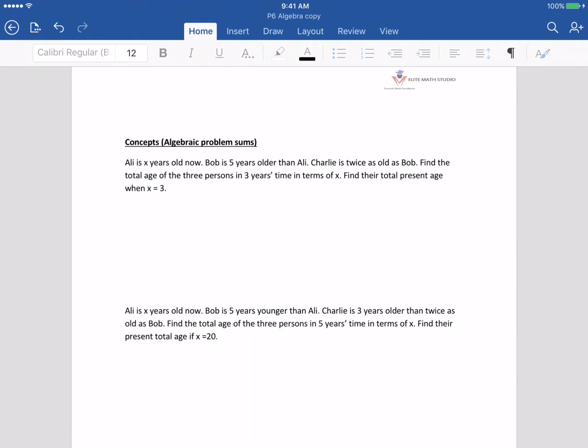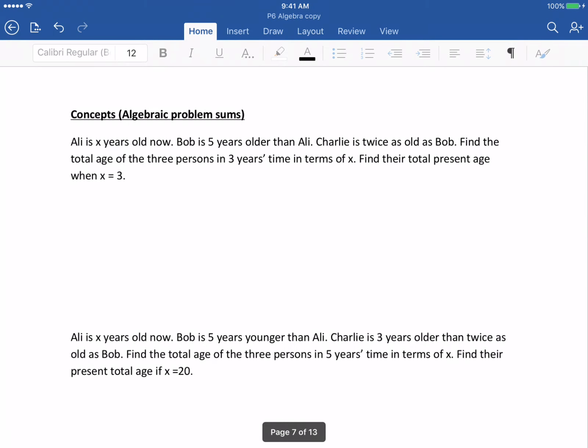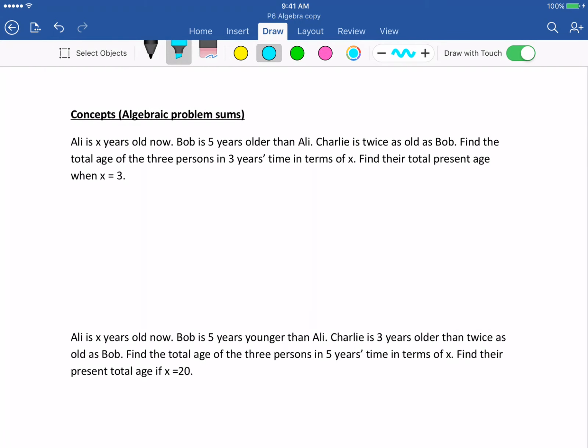Next one, we'll do a bit of algebraic problems. Okay, so the first one, let's read first. Ali is x years old now. Bob is 5 years older than Ali. Charlie is twice as old as Bob. Find the total age of these 3 persons in 3 years' time.